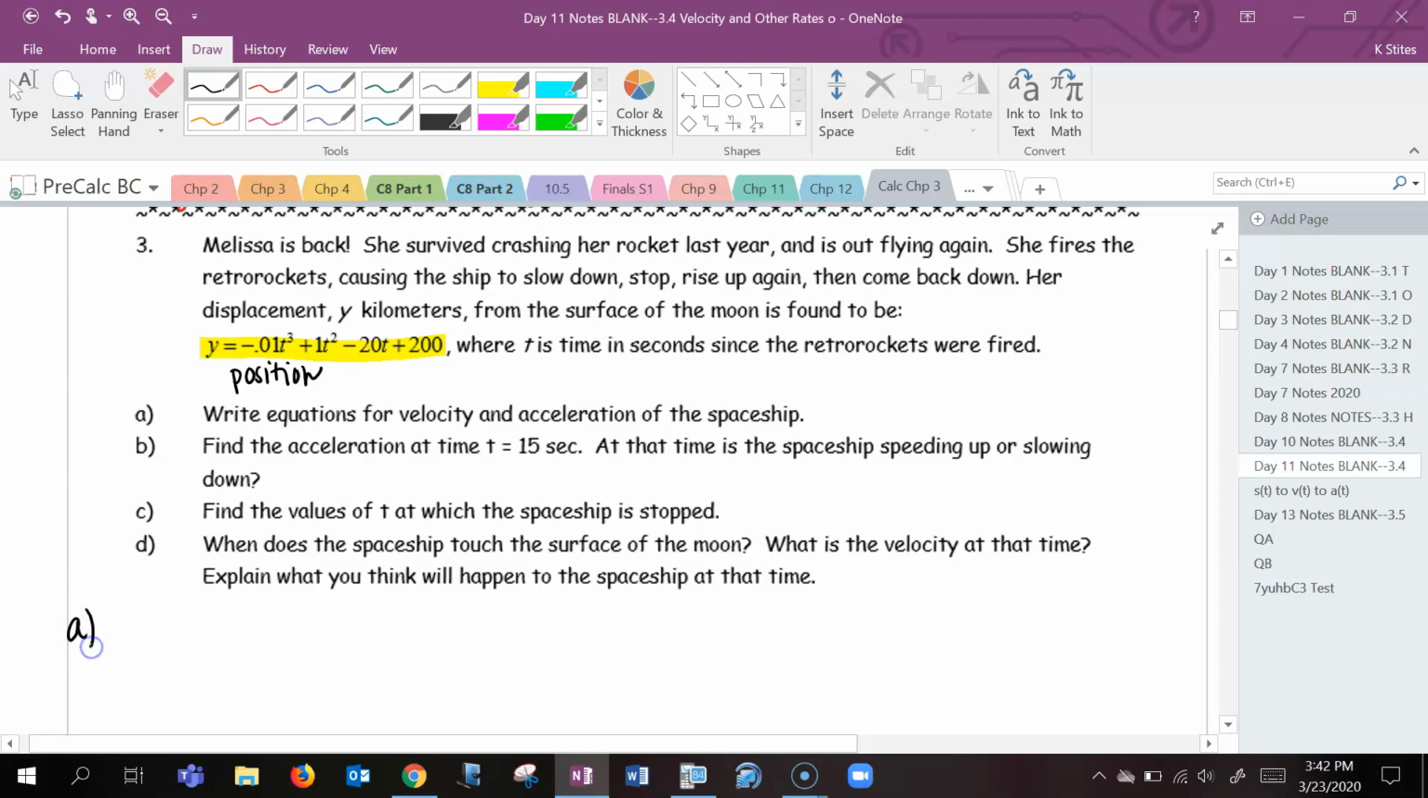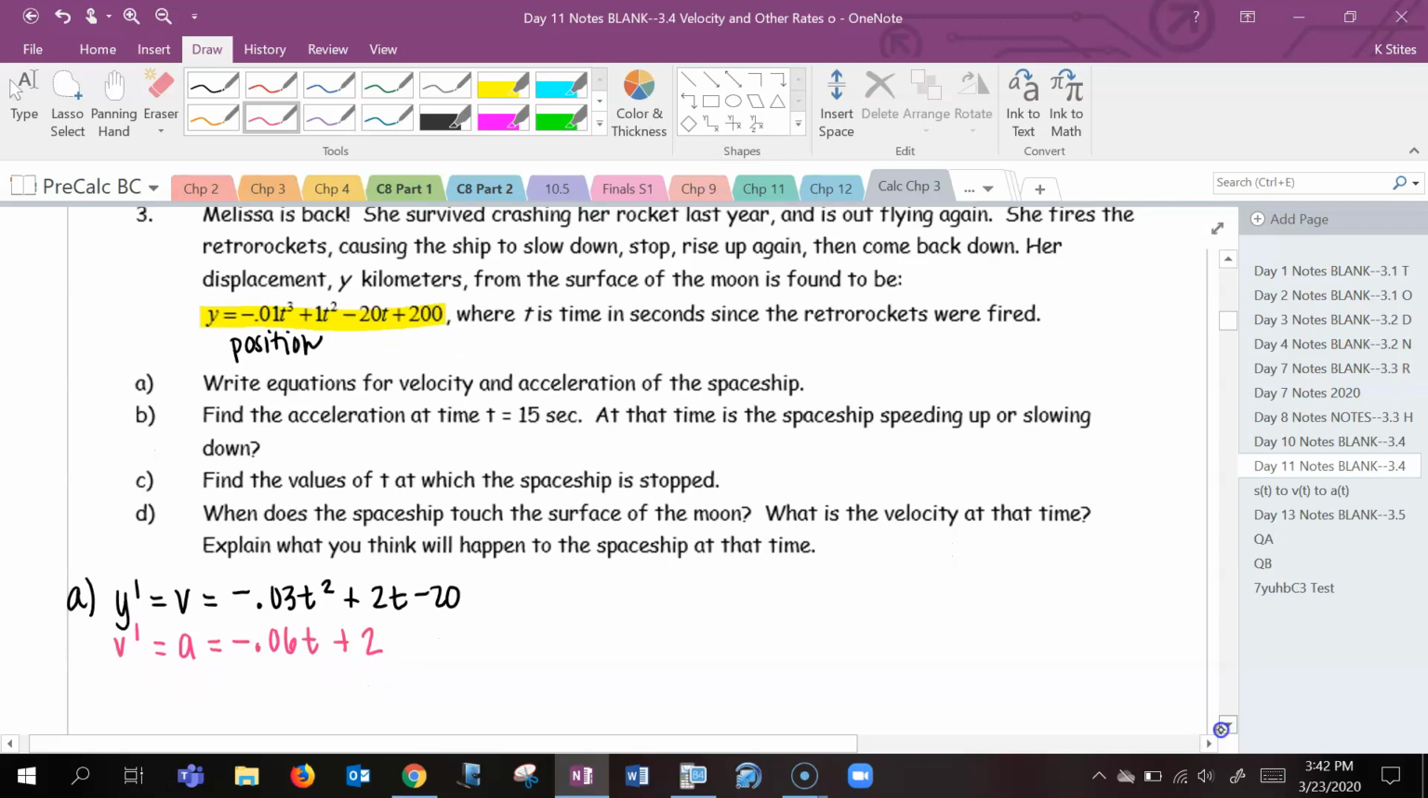All right, let's do that. Velocity, as we know, is the derivative of position. So y prime, which is equal to velocity, and we'll just go ahead and do power rule here. So bring my 3 forward, negative 0.03 t squared plus 2t minus 20. There's my velocity. And then the derivative of velocity is my acceleration. I'll just take the derivative of this again using power rule. Bring my 2 forward, multiply, negative 0.06t plus 2. Okay, there are my equations.